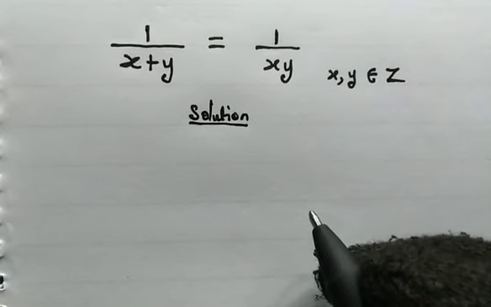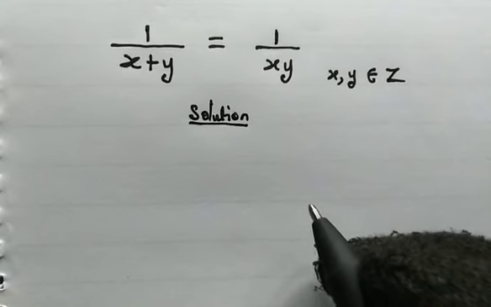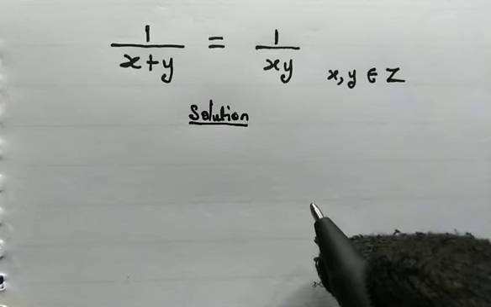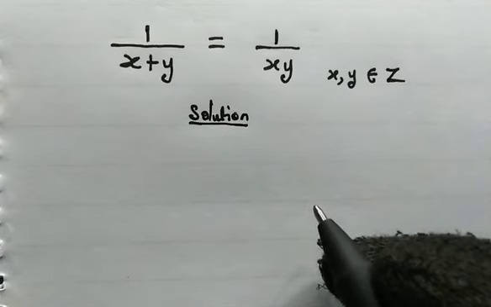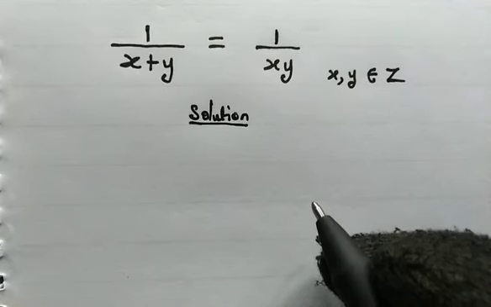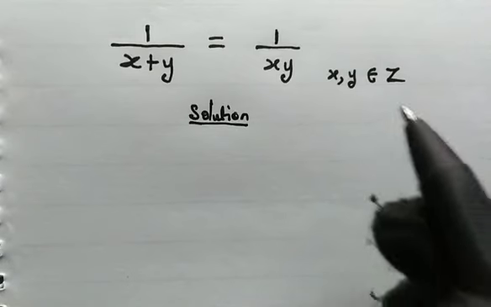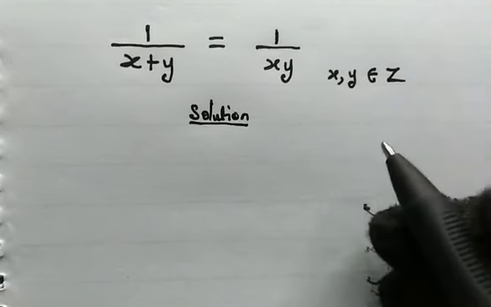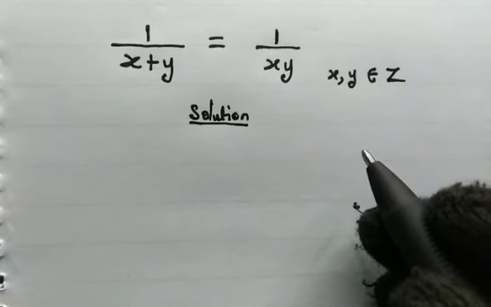Today we are going to solve for the value of x and y in the following given Diophantine equation. You know why I call it a Diophantine equation? It's because we have two different variables involved in a single equation. And guess what? We're going to solve for the integral values.